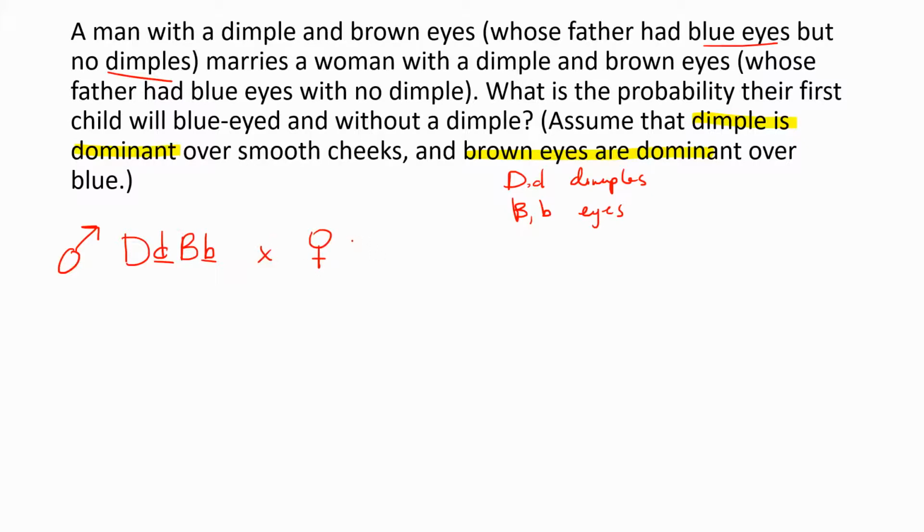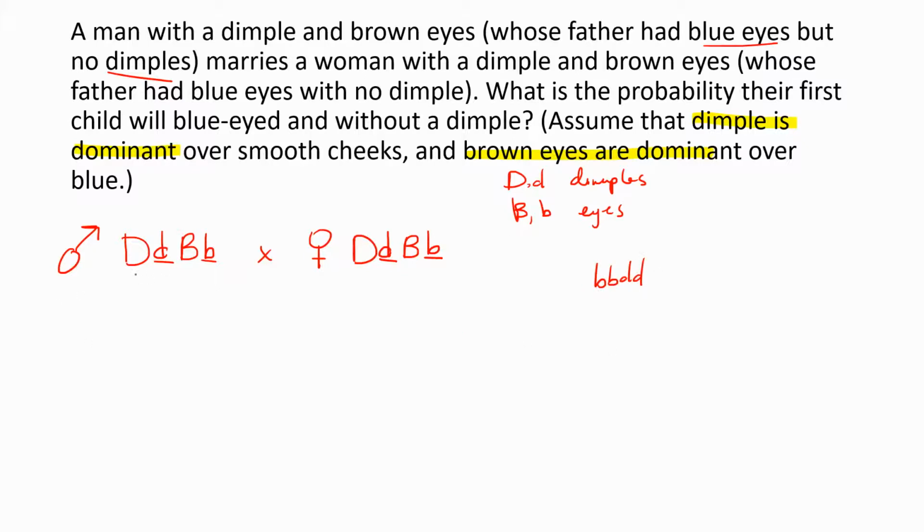who has the same situation. She's got a dimple, she's got brown eyes. If we go back and look at her family history, her father had blue eyes, so he had to give her a recessive. Her father had no dimples, so he had to give her a recessive. We want to know what the probability is that their first child will be blue-eyed without a dimple. So we want to know the probability of a totally recessive baby.